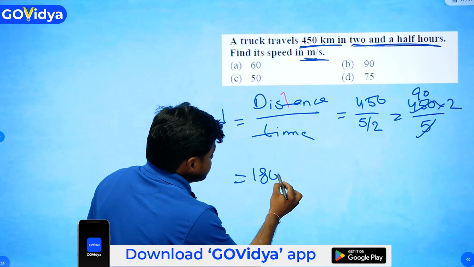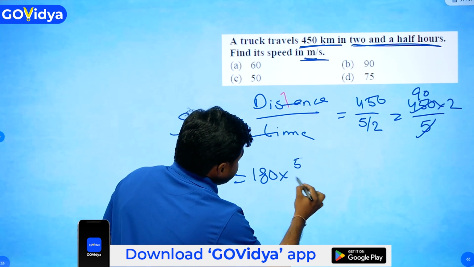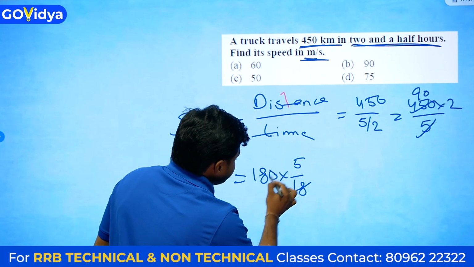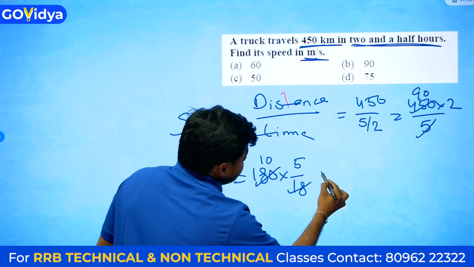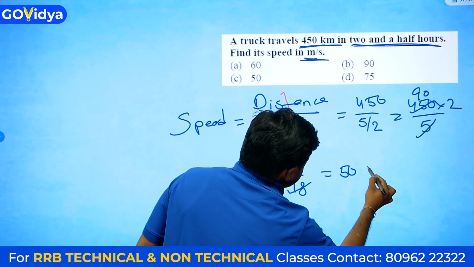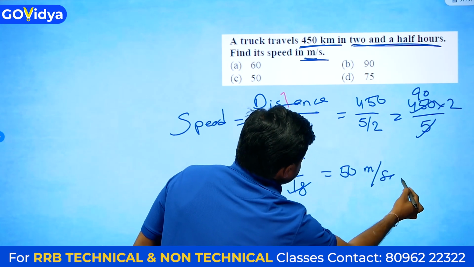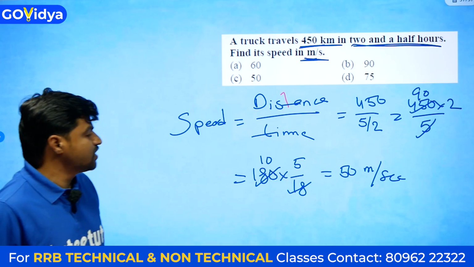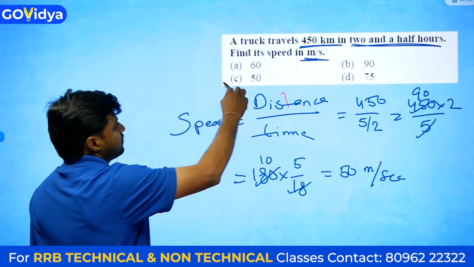For converting into meter per second, we have to multiply 5 by 18. 18 1 ja, 18 10 ja. 10 into 5, 50. 50 meter per second. Okay, speed is 50 meter per second. From the options, option C is the correct answer.